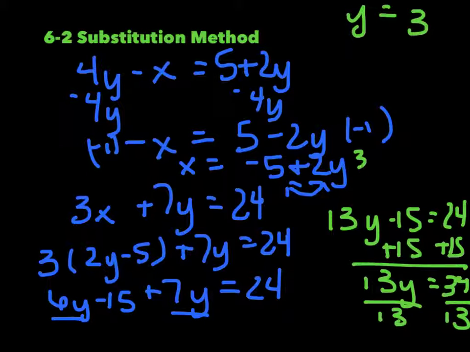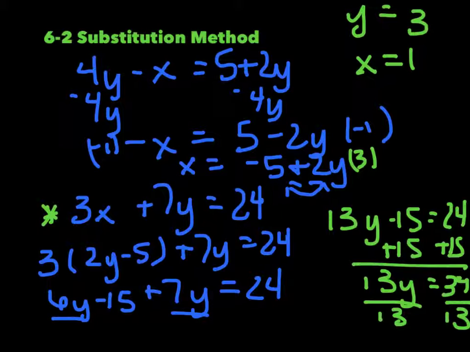So I would plug in 3. I would do it right here. So that would be a negative 5 plus 2 times 3, which is 6. So that is 1. So we're saying that x is 1. And I'm going to save some time, but you can plug in both of those to check. I'm going to plug both of those into this one just to show you this one.